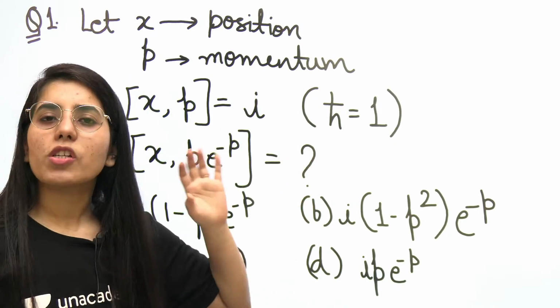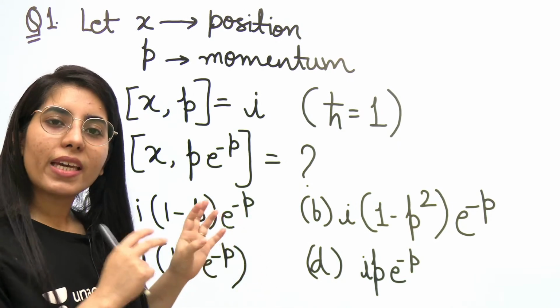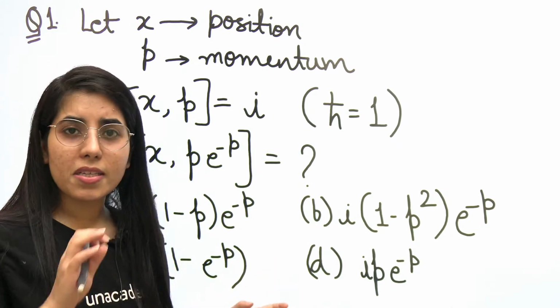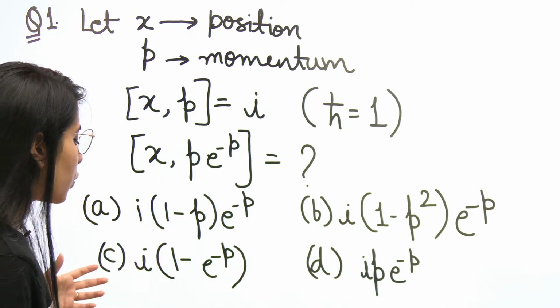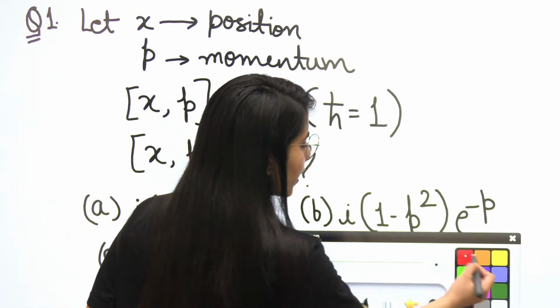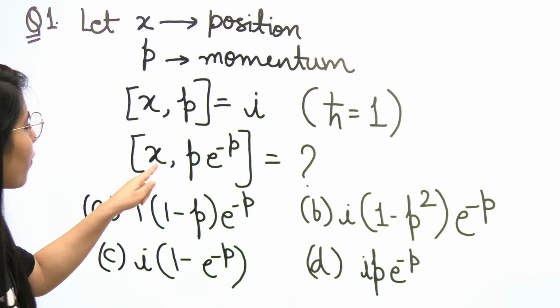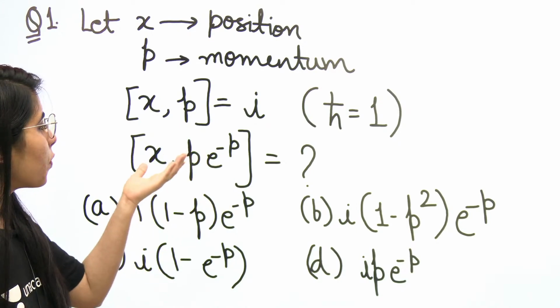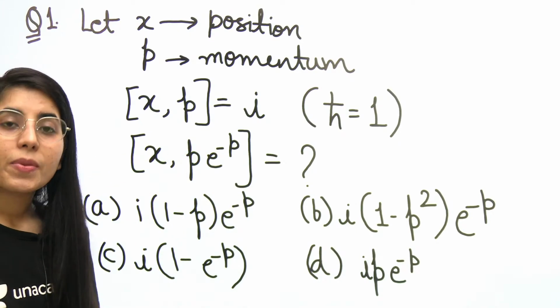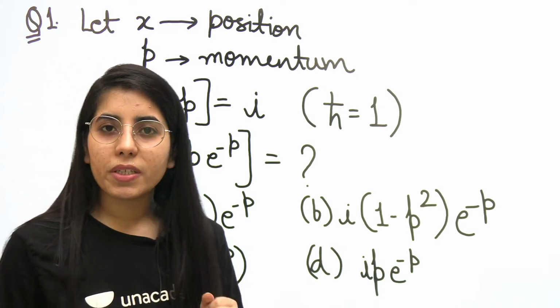They are taking ħ equal to 1 just for the simplification and to make the calculation part simple for this question. So what we have to do, and those who are getting option A, that's the right answer. See, you have to find the commutator bracket of x with p e to the power minus p. There are different properties of the commutator bracket.